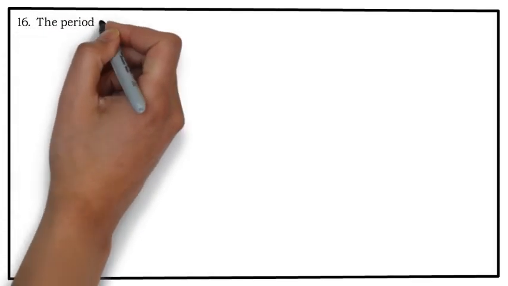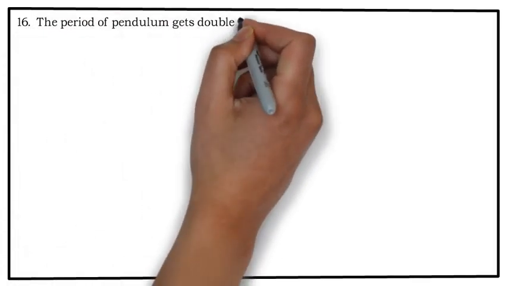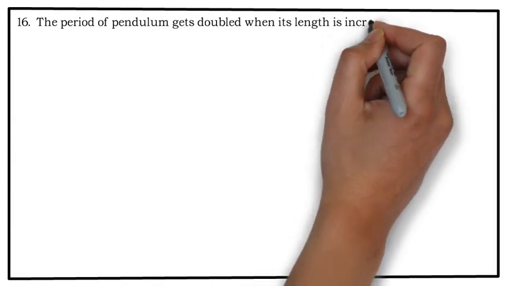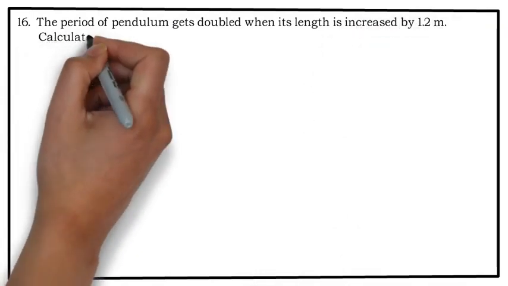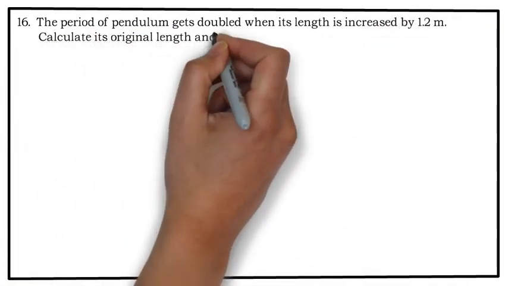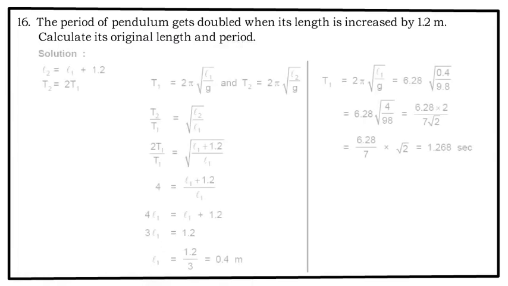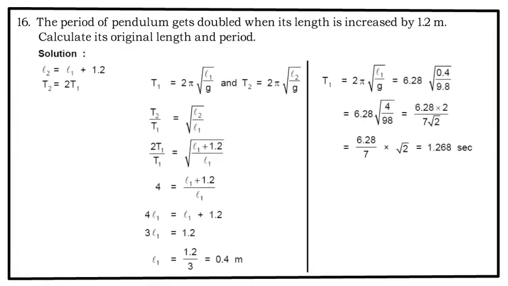Problem number 16. The period of a pendulum gets doubled when its length is increased by 1.2 meter. Calculate its original length and period. L2 is equal to L1 plus 1.2 and T2 is equal to twice of T1. We know the formula, T1 is equal to 2 pi square root of L1 by g, T2 is equal to 2 pi square root of L2 by g. So T2 by T1 would be equal to square root of L2 by L1.